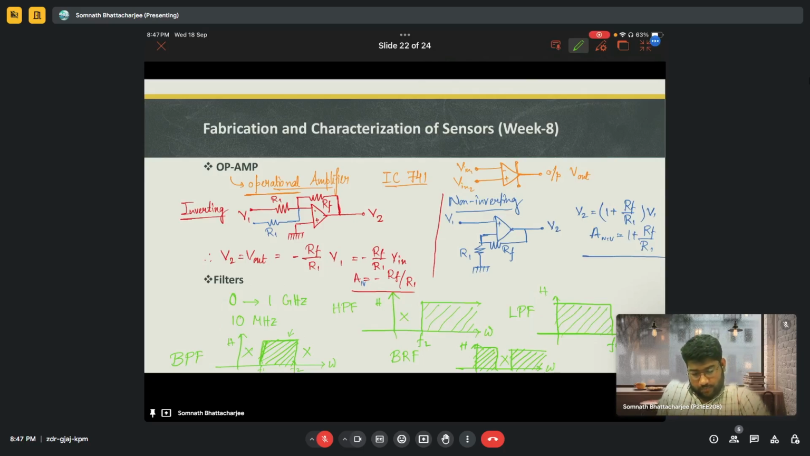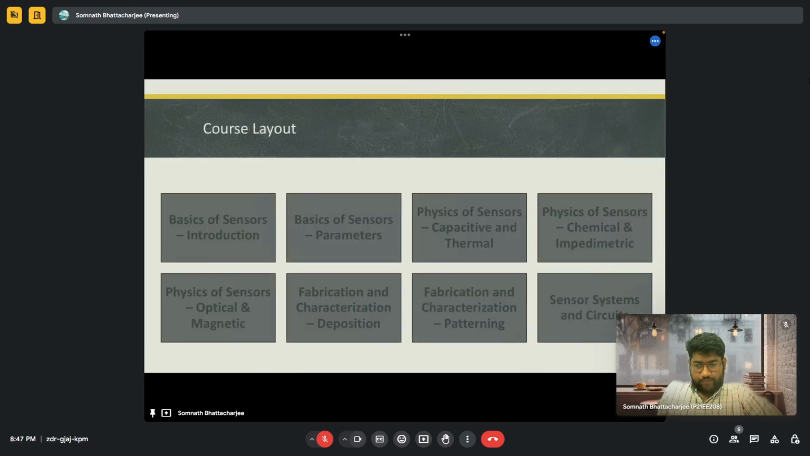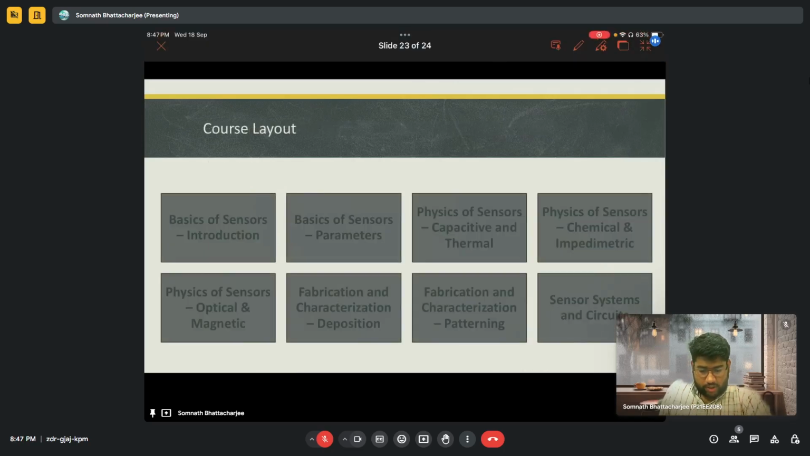Okay, now another thing to discuss is that apart from an operational amplifier, one of the most used ones is an instrumentation amplifier. So that is also an important structure we need to learn. Okay. So this is the basic course structure.